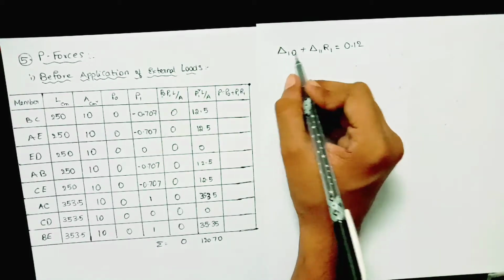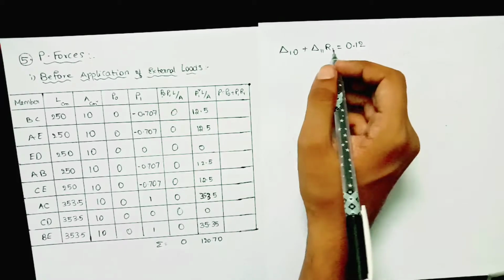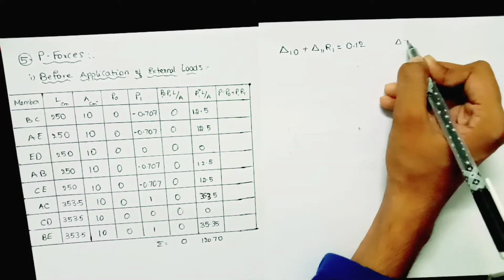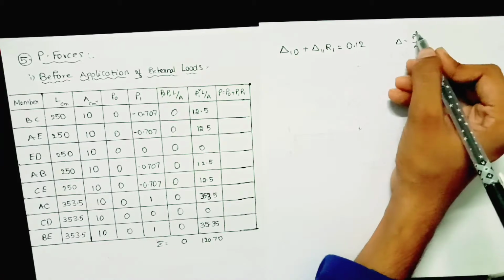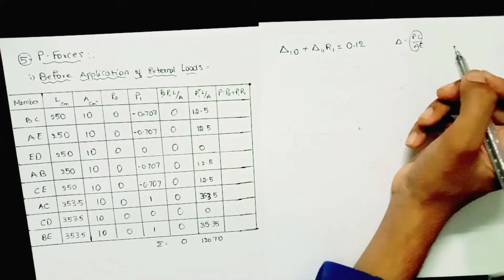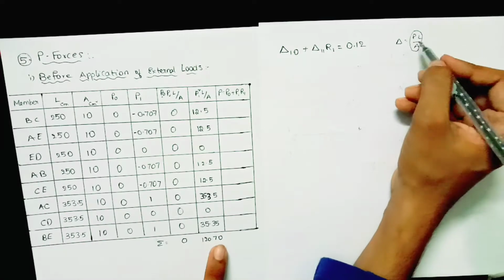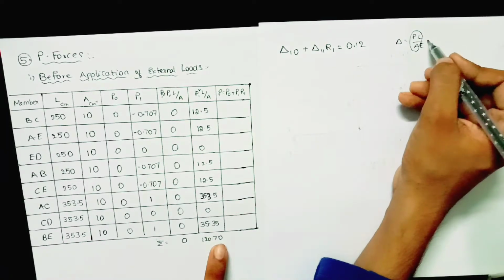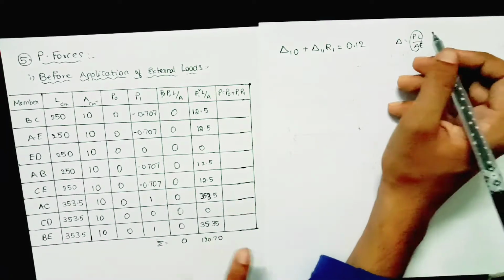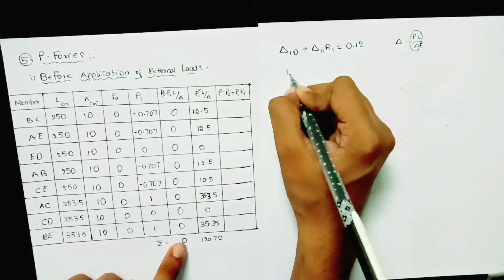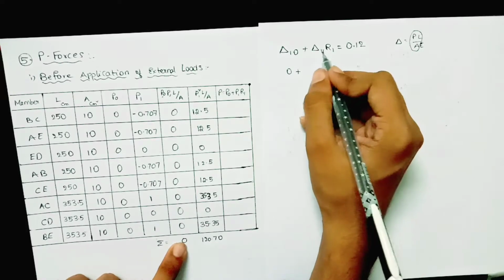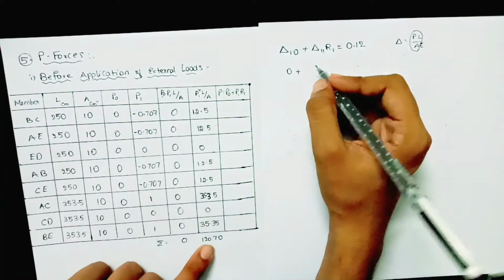Now we have to place the delta 10 and delta 11 values. We know delta equals PL by AE. The PL by A value is obtained; these values are PL by A values. Additionally we have to multiply with 1 by E. So delta 10 means this value 0, plus delta 11 means P square L by A.